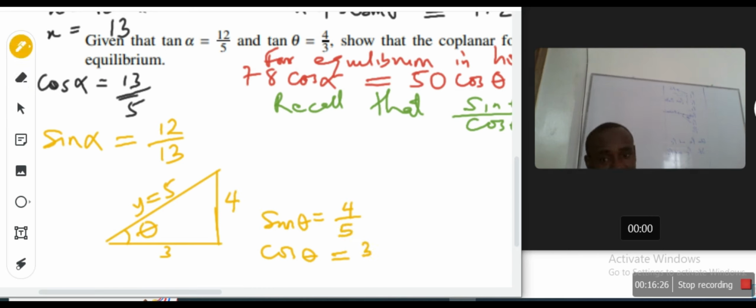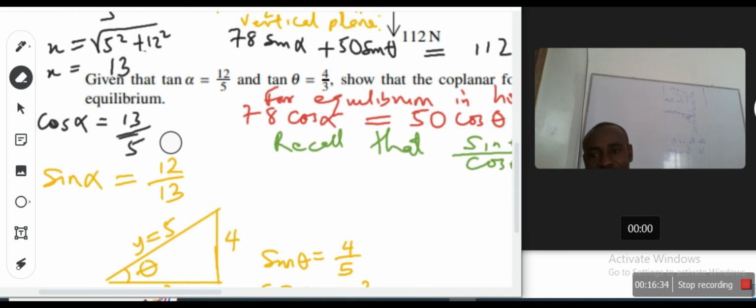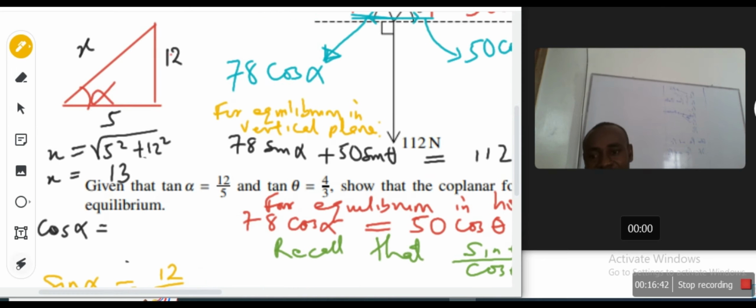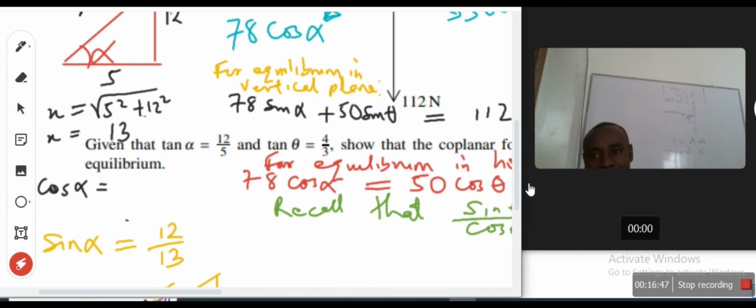Cos alpha is 5 over 13. We wrote 13 over 5 instead. 5 over 13, sorry, because cos alpha is adjacent over hypotenuse, 5 over 13. Alright, so that's what you do, and then you solve the rest, okay?